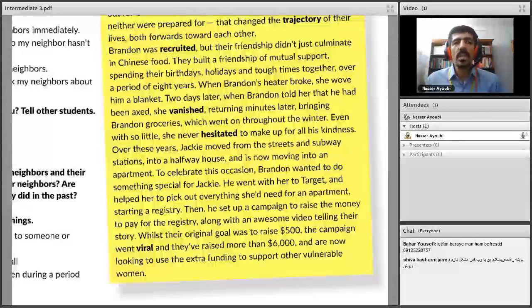When he was dismissed, when he lost his job, she vanished. Vanished means disappeared. She went away. She vanished, returning minutes later, bringing Brandon groceries. She came back with a lot of groceries. Groceries are what you can buy in a grocery store, something to eat, some food.